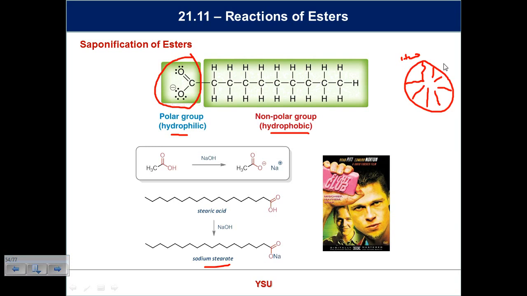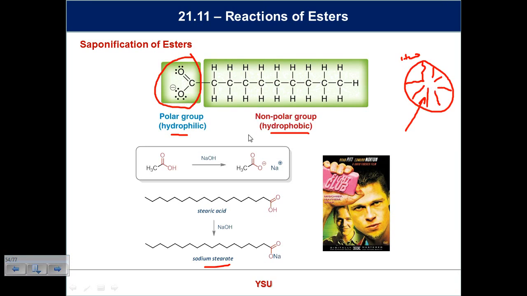Dirt is very non-polar. Where would you rather be? In the non-polar region with your friends, or out in the water? In the non-polar region with your friends. So dirt basically finds its way into these micelles in the washing machine and sequesters itself in there and then gets washed away. That's how it works.